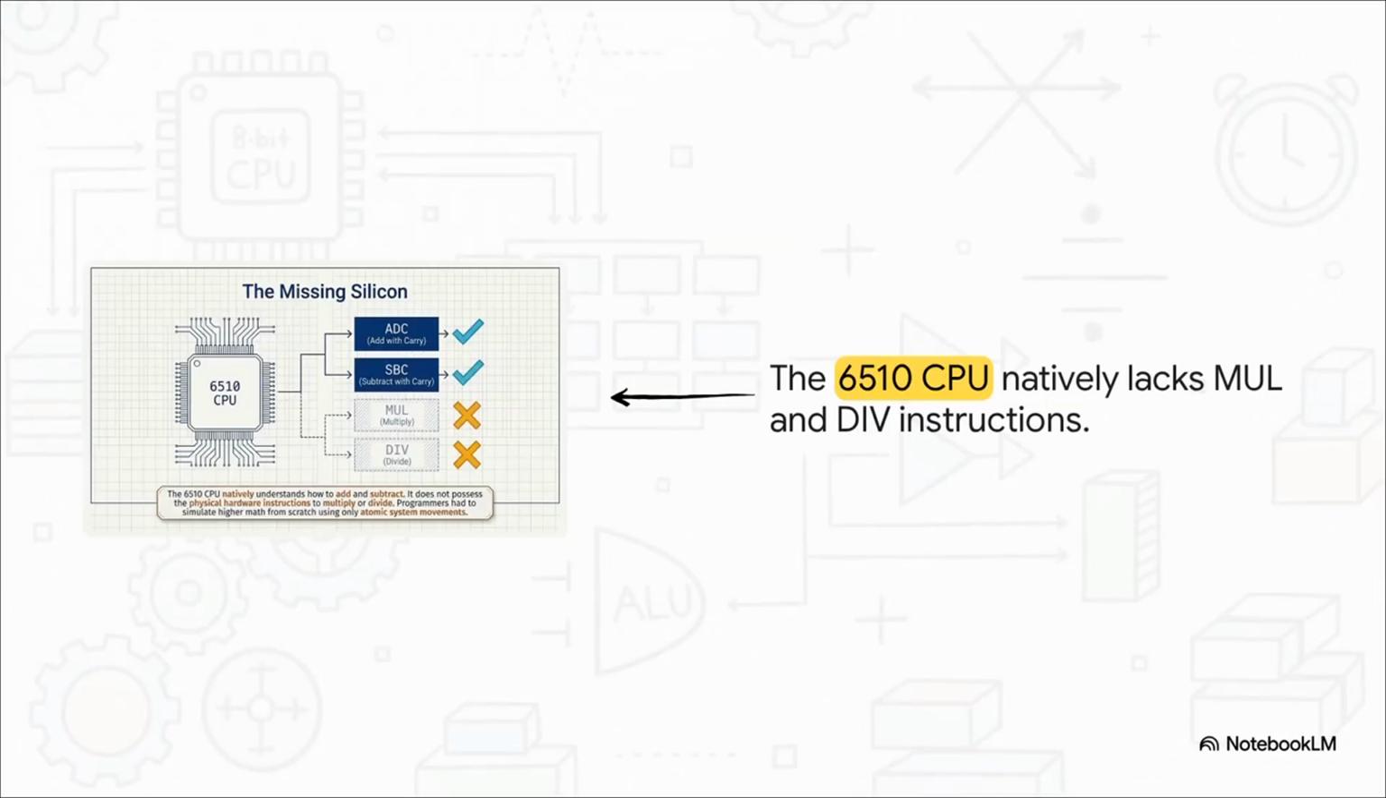Okay, let's actually dive into this bare metal reality. To really understand the challenge here, let's consider the famous MOS 6510 CPU. This little chip was the brain of the Commodore 64, and here is the shocking truth. Natively, this processor only understands two mathematical operations. It can add using a command called ADC, and it can subtract using a command called SBC. That is literally it. The physical silicon for multiplying and dividing is entirely missing. If you wanted to do higher math, you had to build it from scratch using only the most basic atomic system movements. So how did they survive?